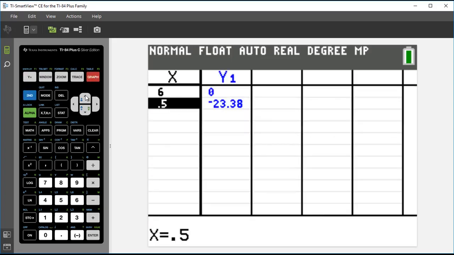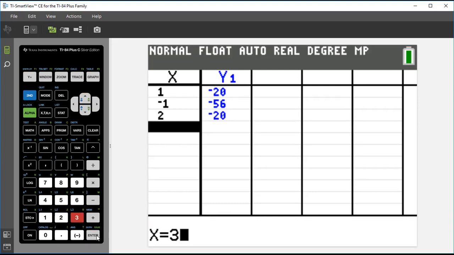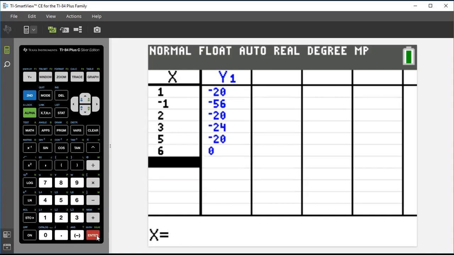Let's try some. The first possible rational root was 1. Doesn't work. How about -1? Does that work? Nope. How about 2? Nope. How about 3? 4 didn't work. 5, 6. Did we find it? There you go. So again, if you don't want to look at it graphically, this is a great option as well. So 6 works.